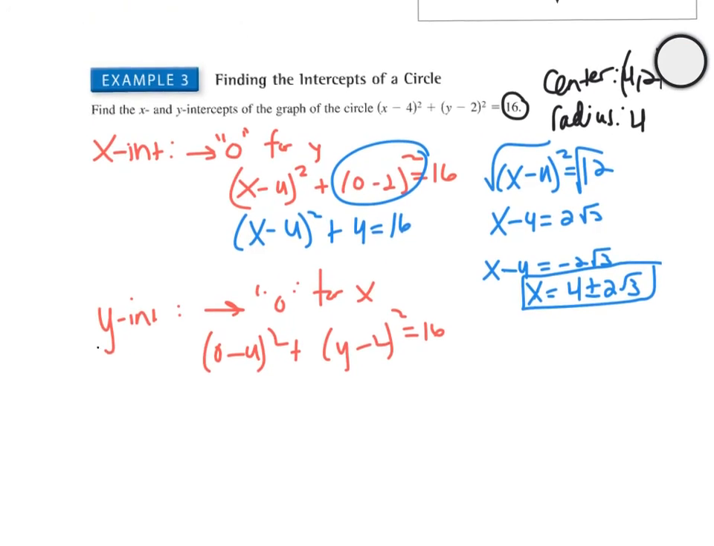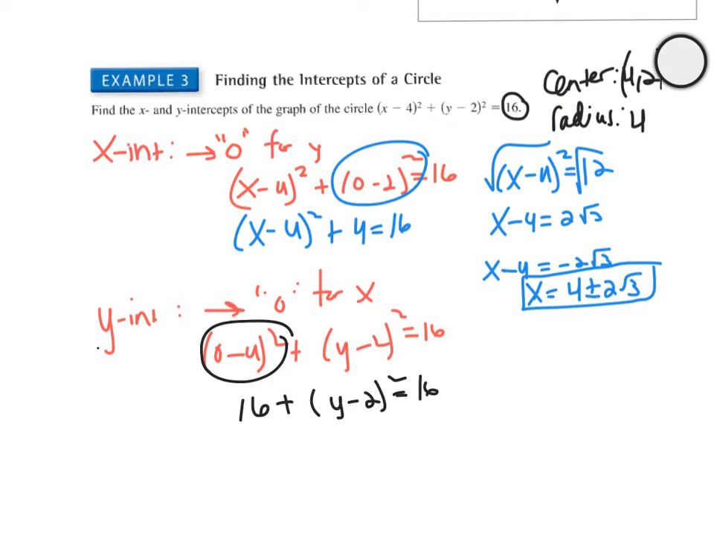The y-intercept, what's weird is normally we only get one y-intercept, but because it's a circle, technically you can get 2. What's nice is if you get 1, but we'll see what happens. So simplify this part. So you get 16 plus y minus 2 squared equals 16.